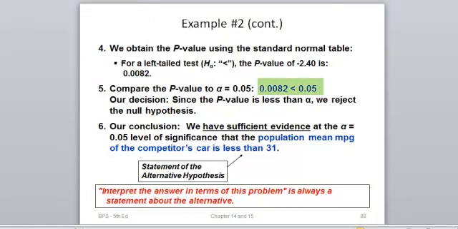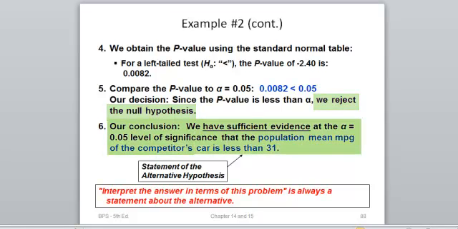So our p-value is much less than our significance level. So in part 5, we make the decision to reject the null hypothesis. Our conclusion would be we have sufficient evidence at the significance level of 0.05 that the population mean of the competitor's car is less than 31 miles per gallon.